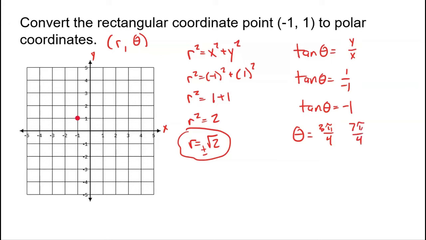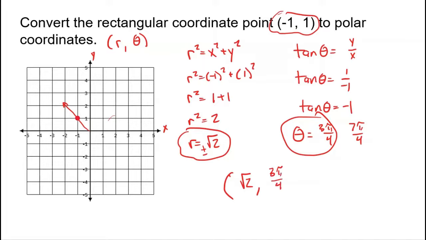Now, which one is it? Well, again, think about that point in rectangular coordinates, -1, 1. If I were to think about that terminal side there, it's clearly in quadrant 2, and that would be 3 pi over 4. 7 pi over 4 would be down in quadrant 4, so that's not what we want. So the final value for this would be radical 2, comma, 3 pi over 4.